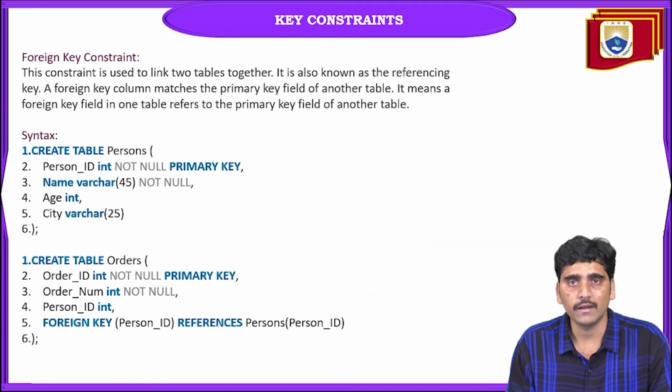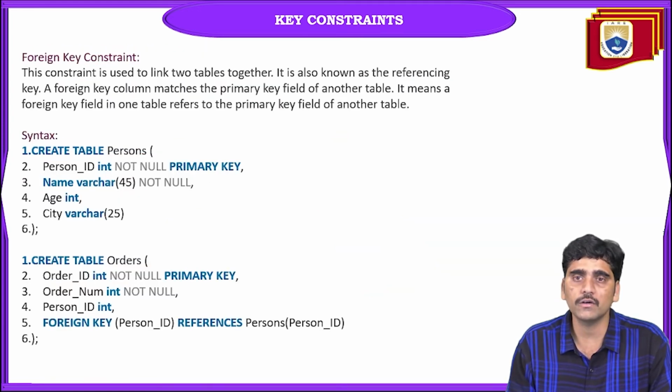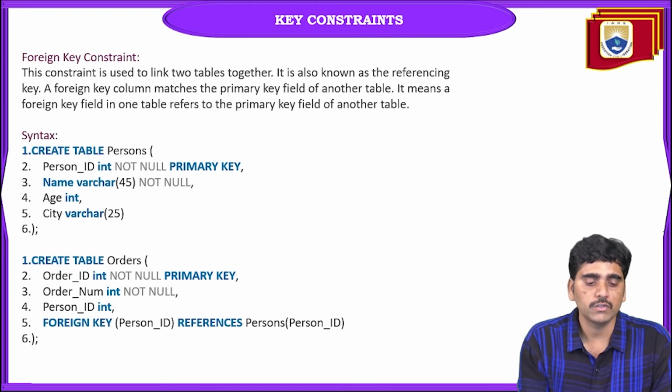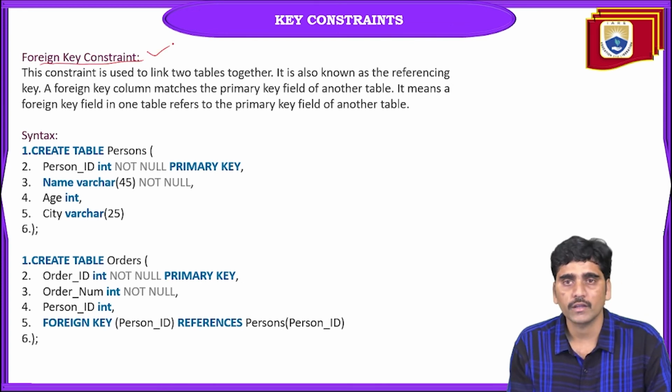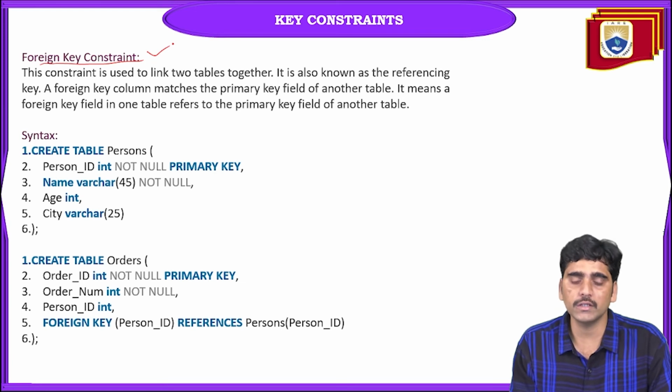And the next constraint is what? The foreign key constraint. The foreign key is a key relationship through which two tables can be related with each other.